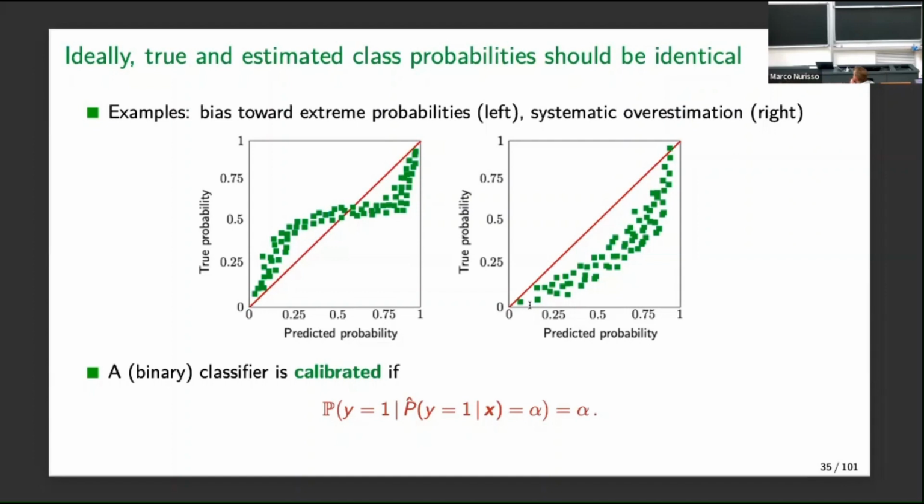To say it in a different way, for all the instances for which you predict probability 0.6 that it's the positive class, when you look at the data that comes from the underlying distribution, you should really have an accuracy of 60%. Then those probabilities are well calibrated.